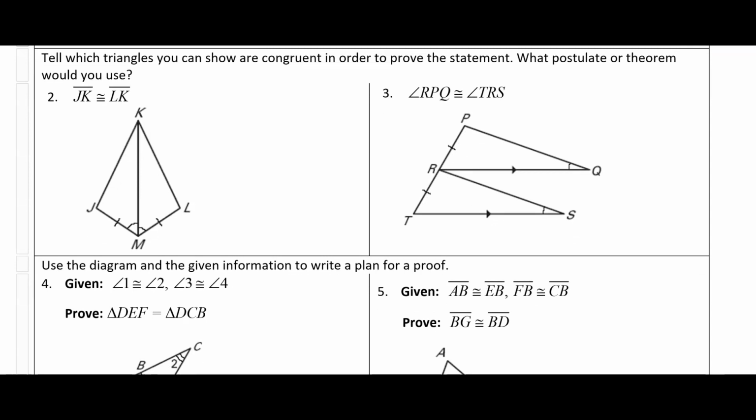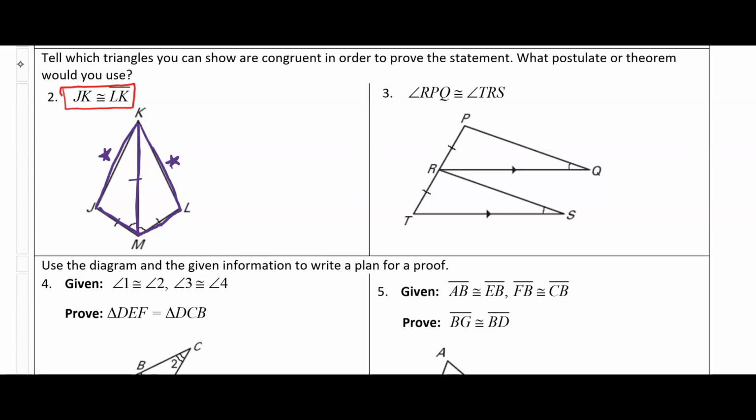So, it says tell which triangles you can show are congruent in order to prove the statement. What postulate or theorem would you use? Now, it is asking us not to prove triangles congruent, but this piece would be congruent. So JK and LK. So what would we first do? Well, we would first show triangles congruent. So if I can prove that this triangle is congruent to this triangle, then I would know this side and this side are also congruent.